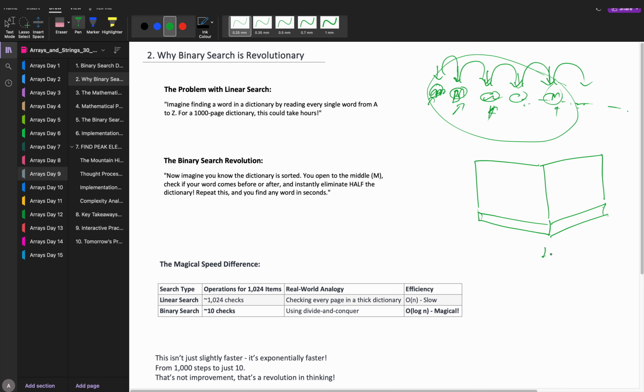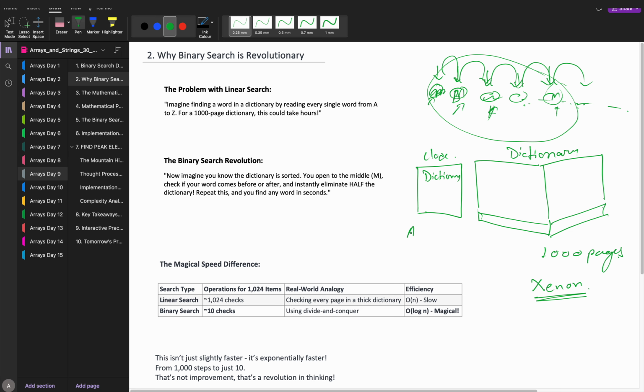This has around 1000 pages, you know. You want to find the meaning of some word starting with, say, a word like xenon. Obviously, if this dictionary is completely closed initially, so what are you going to do?